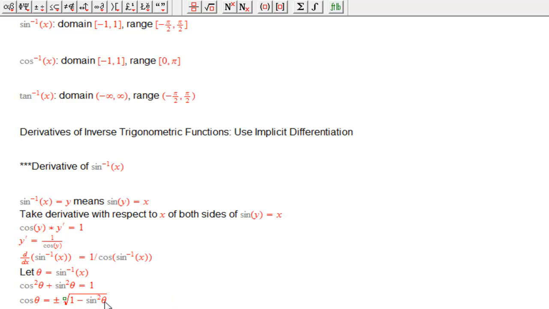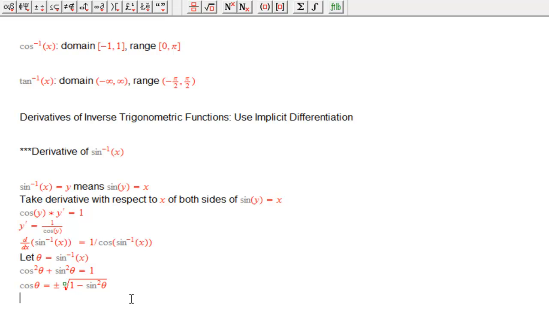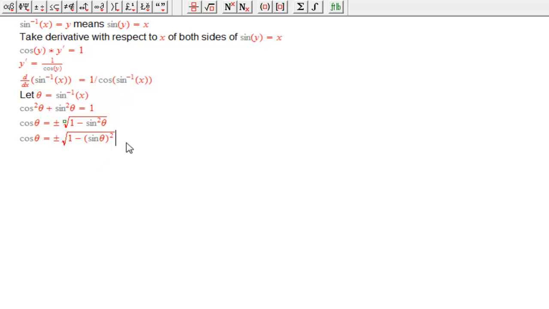Okay, now we know what theta is. Theta was just inverse sine of x. Now I'm going to rewrite this in a more convenient way. I'm having trouble with my pasting in Scientific Workplace. I'm going to rewrite this so that the square is on the outside. Okay, now we're going to work with the sine theta. So let's just put it by itself here.